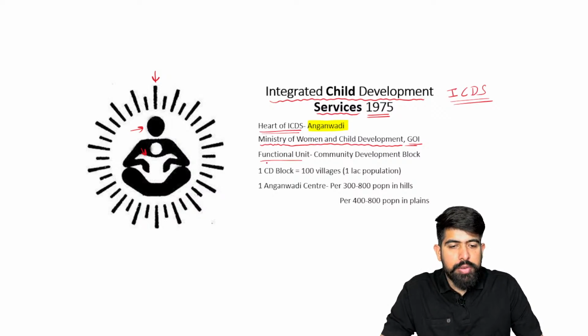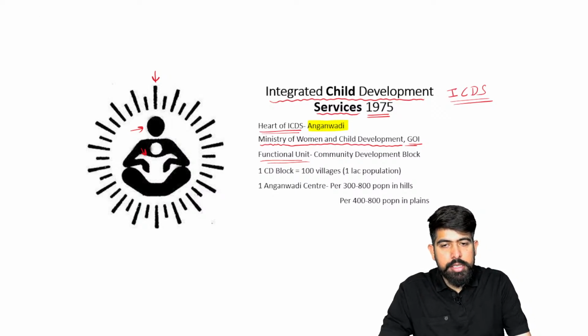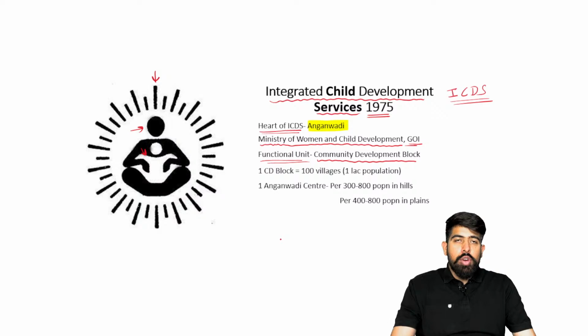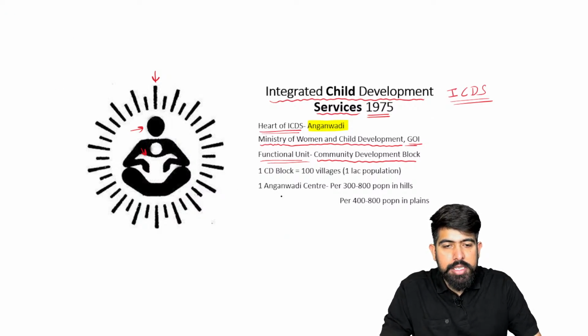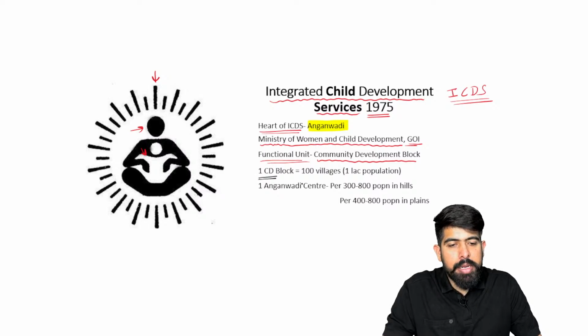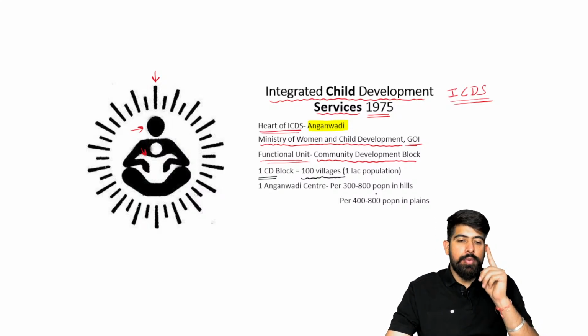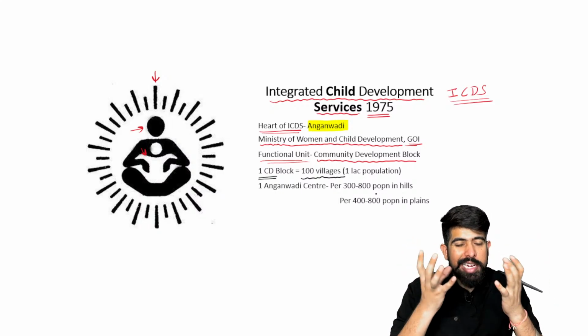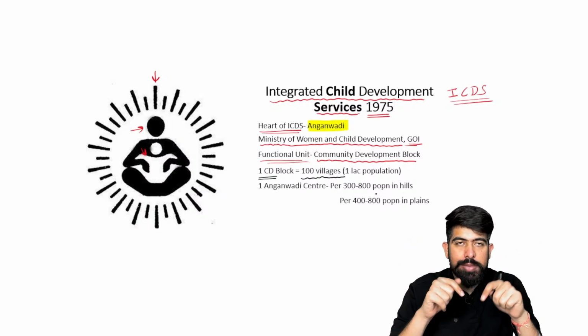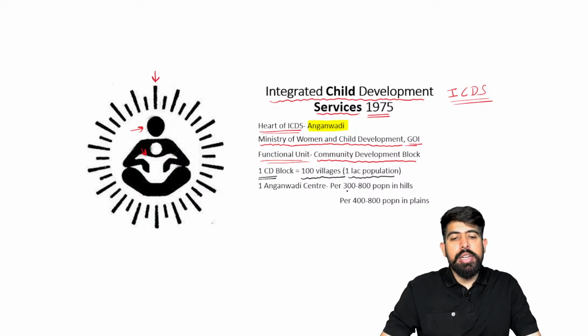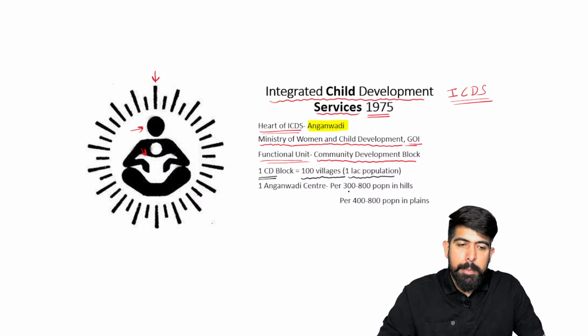If we're talking about the functional unit, what is the functional unit? Yes, under this mission, the functional unit is the community development block. Please understand, one community development block has 100 villages under it. This is a very big block. Near 1 lakh population is covered by one community development block, right?